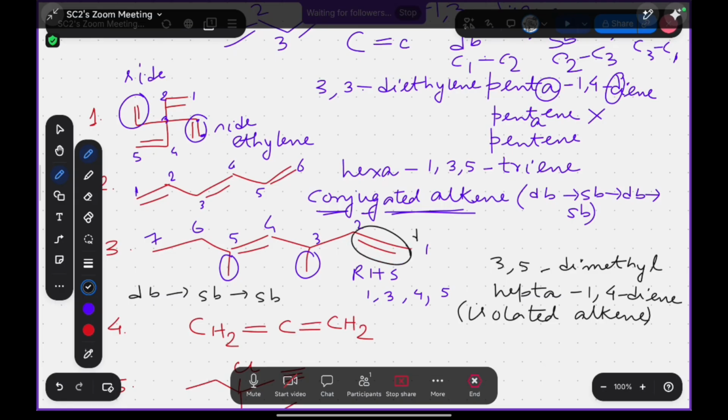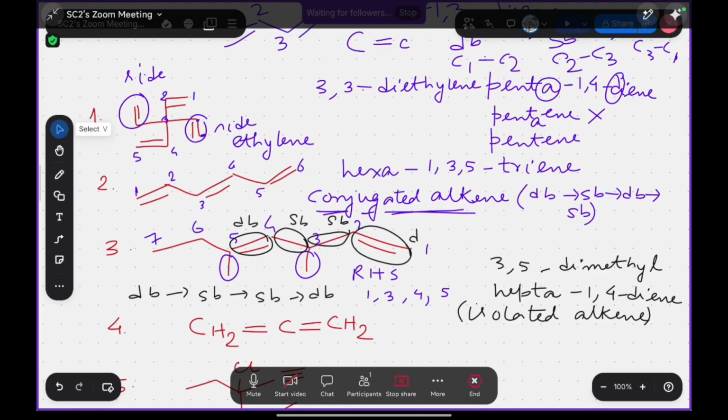This is one double bond. Then this is one single bond. Double bond, single bond. Again, this is another single bond. Then again we are having a double bond. That means double bond to double bond. That means if 2 or more double bonds are widely separated from each other, far apart from each other and separated by many single bonds, those will be called isolated alkene.